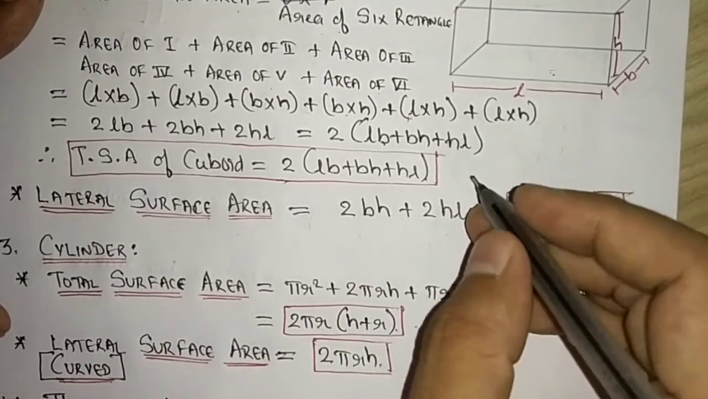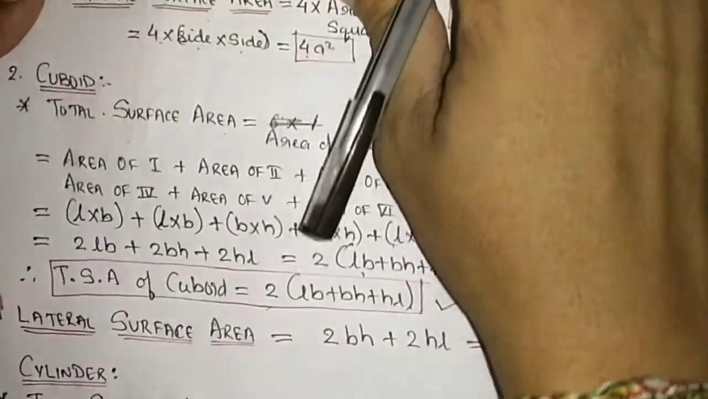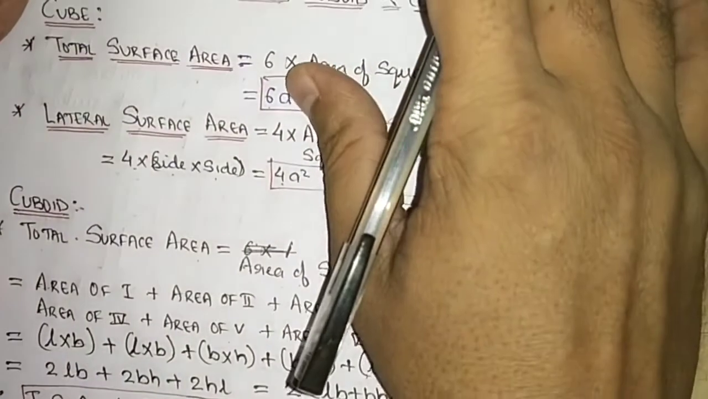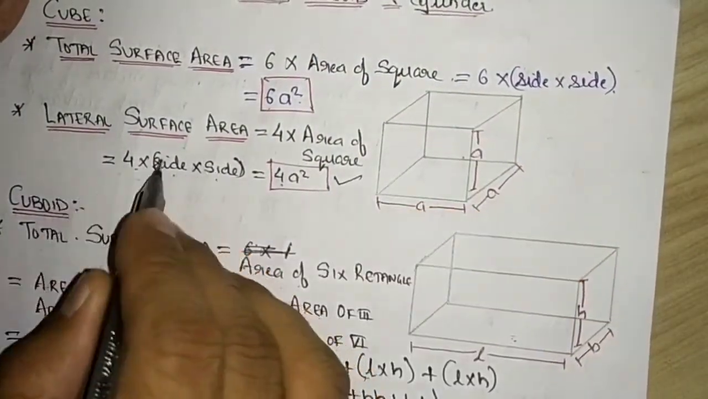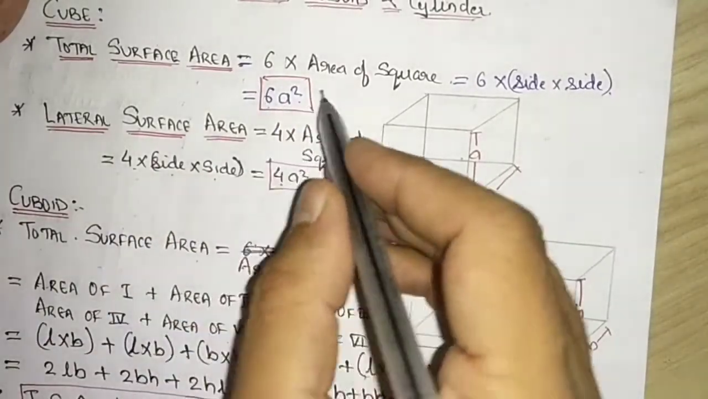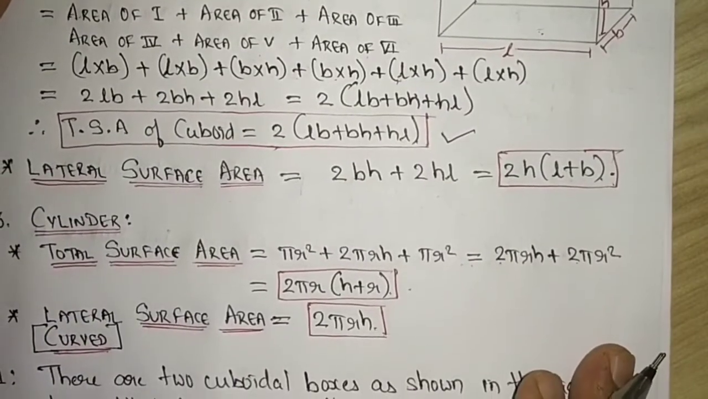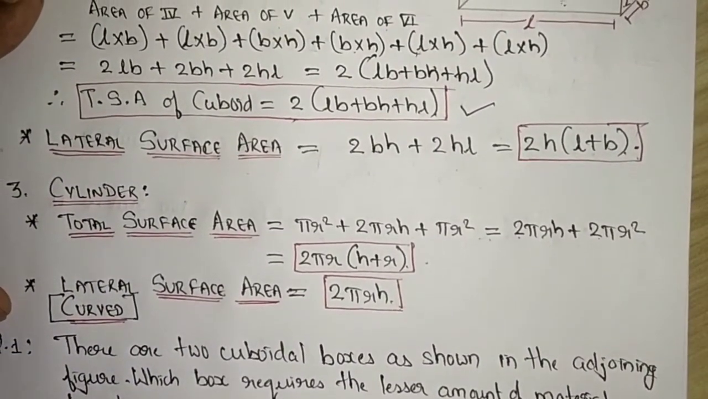What you are supposed to remember as a formula is this, and what I have explained is the derivation, how it came. Total surface area of cuboid is this. Now coming to lateral surface area of cuboid. We have taken lateral surface area of cube, right? So for cuboid also.